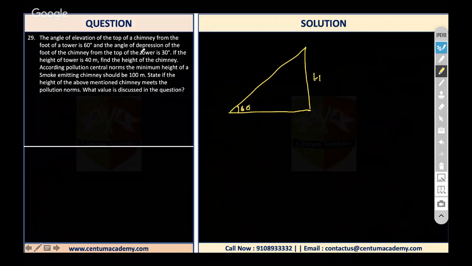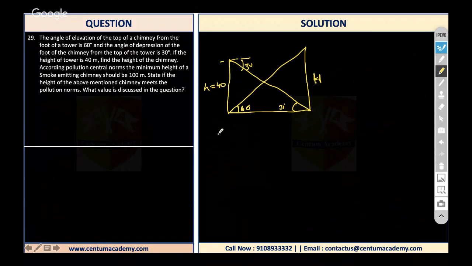And the angle of depression of the foot of the chimney from the top of the tower. Let's say this is the tower. And the angle of depression is 30 degrees. So this is 30 degrees. So if this is 30, so this is 30. If the height of the tower is 40 meters, so this h is 40, right? Find the height of the chimney. So H has to be calculated.